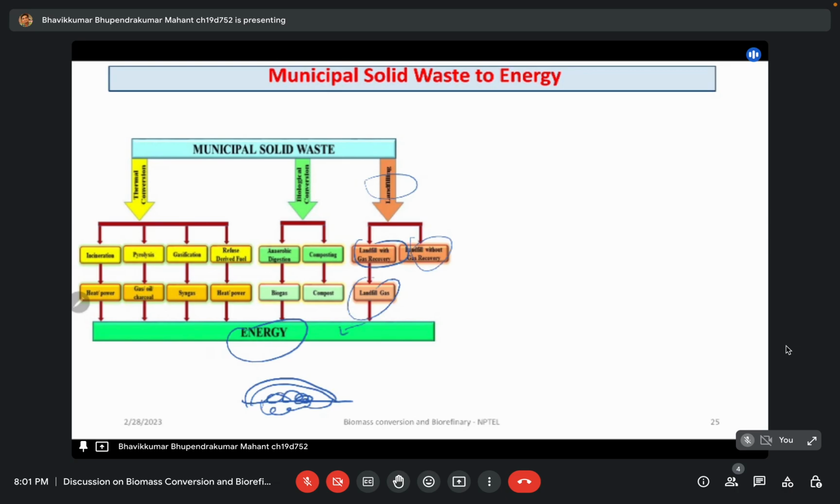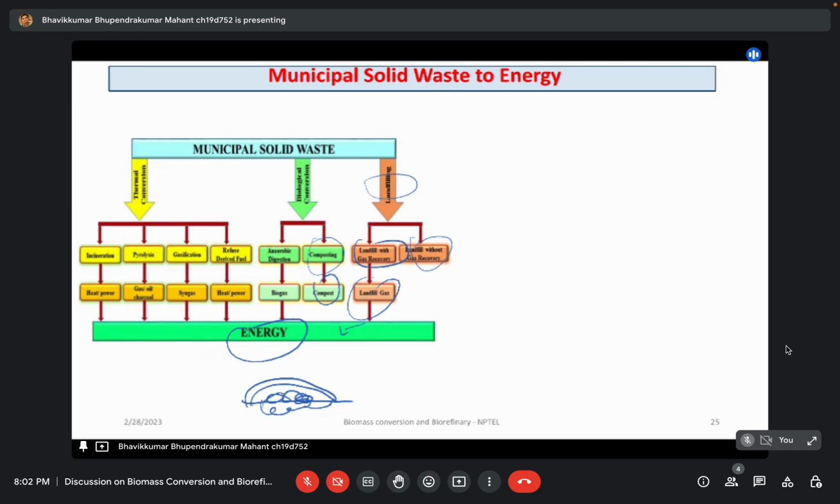Another is biological conversion, where you take this municipal solid waste, and there are mainly two things. One, you can do composting. You are using some microorganisms, bacteria, which convert this biomass, this MSW, into some compost. Compost means the fertilizer, which you can use in the agriculture sector.